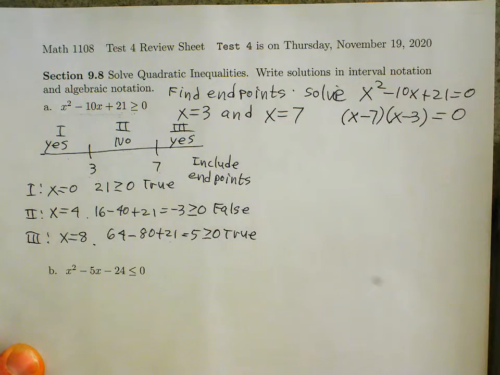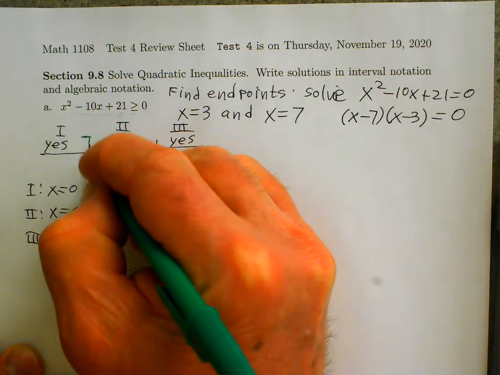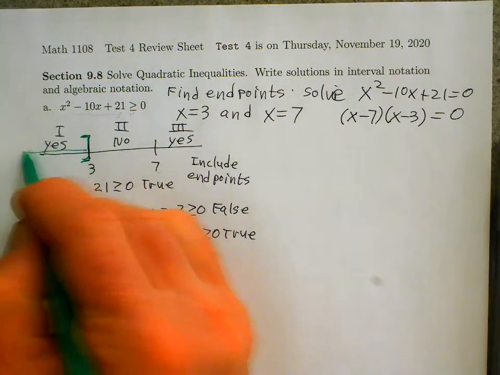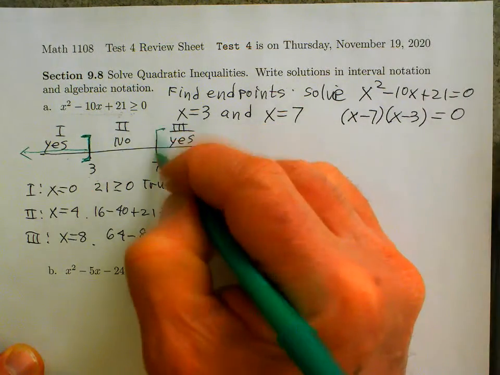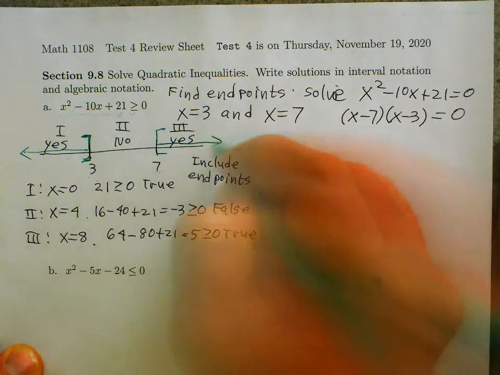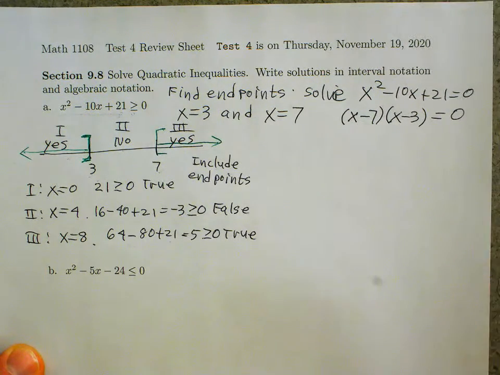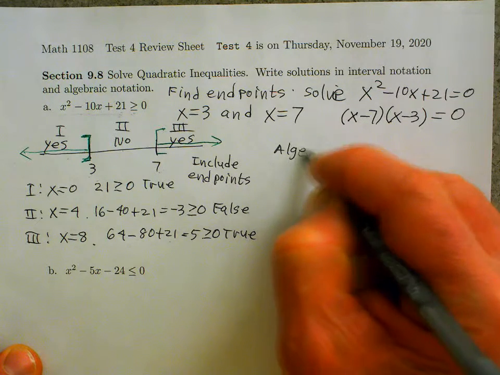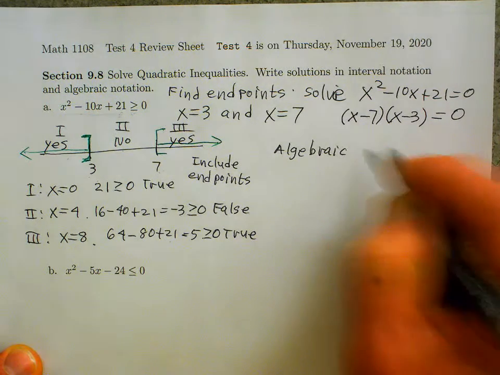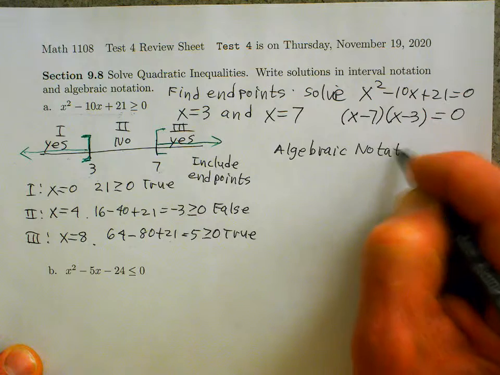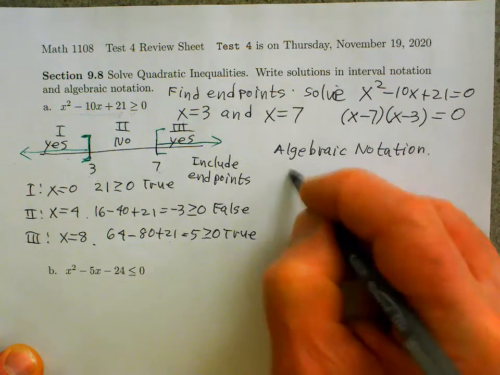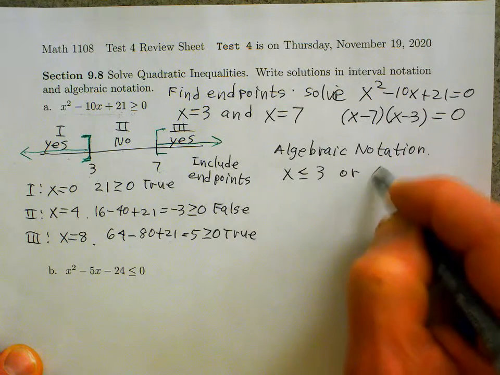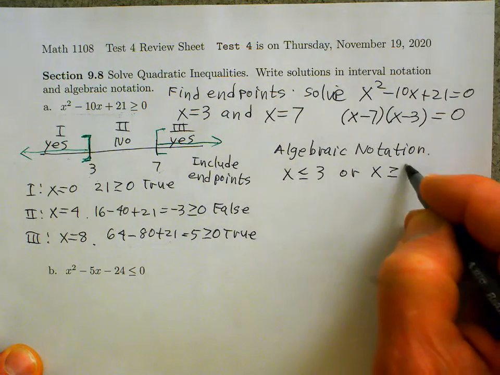So the graph of the solution set, we put a bracket at 3 and shade to the left, a bracket at 7 and shade to the right. And then the algebraic notation, x is less than or equal to 3, or x is greater than or equal to 7.